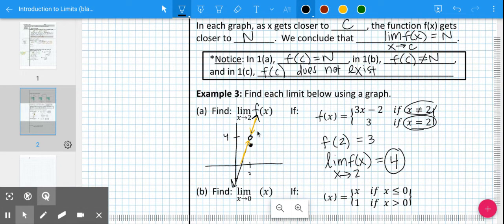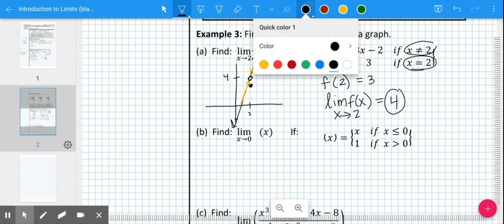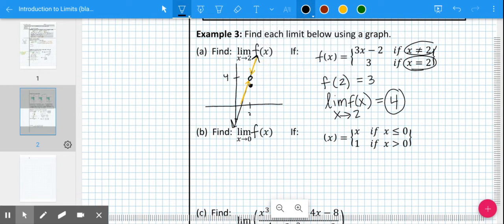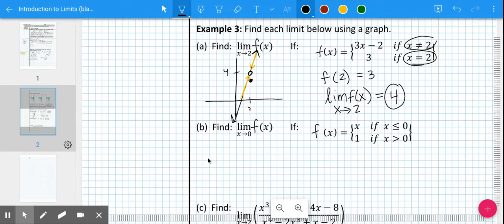Let's try another one. On part B, we have the limit as x approaches 0 of f of x. And again, f of x is a piecewise graph. Go ahead and graph this, and then choose your limit answer in the Edpuzzle.